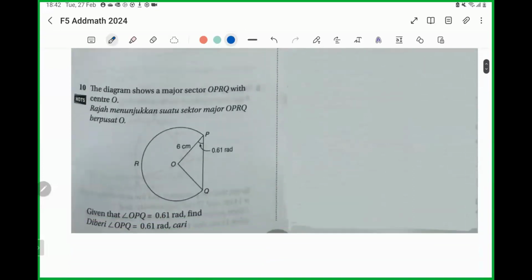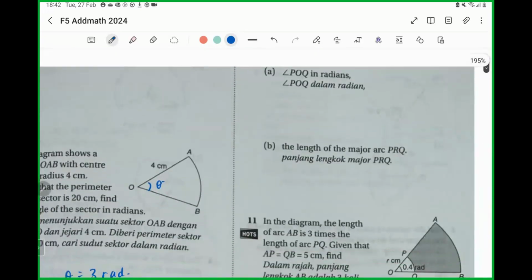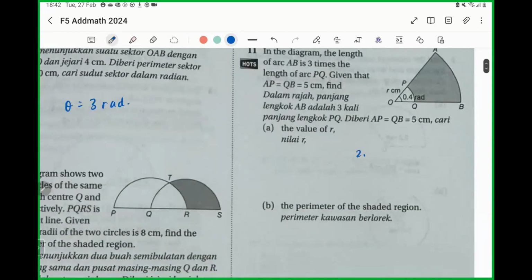Okay, for question number 10 here, first one, 10A, find the radian here. This one is 1.92 radian. And then part B, 26.18 cm. Okay, question 11A is actually 2.5 cm, and then B is 14 cm.